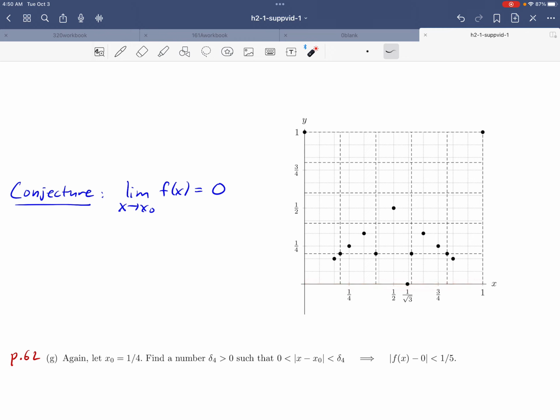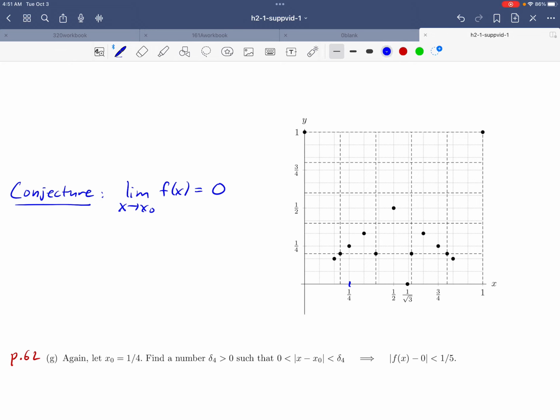And part G gives us a particular value that we'd like to be concerned with, so in particular we're starting with x not equals 1/4 again. And we're going to try to find a number, delta 4 greater than 0, so that if x is close to 1/4, in other words, within delta 4, whatever that number turns out to be, we can make the output value f of x within 1/5 of 0. So like in the example that we did in the last video, this 1/5 here creates an epsilon neighborhood that we'd like to be in.